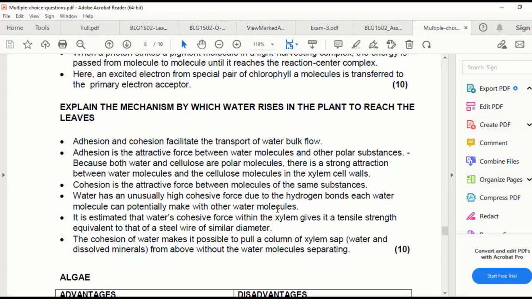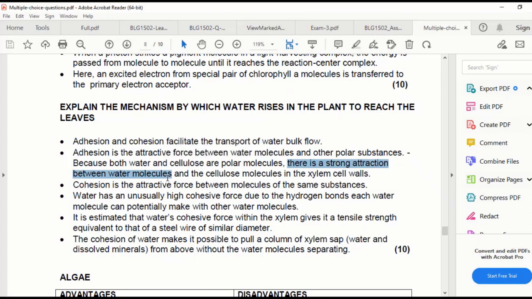There's what we call adhesion. Remember, we talk about adhesion and cohesion, and they facilitate transport of water, bulk flow. So adhesion is the attractive force between water molecules and other polar substances. Because both water and cellulose are polar molecules, there is a strong attraction between water molecules and the cellulose molecules in the xylem cell wall. And you also need to know what the attraction between water molecules is called.